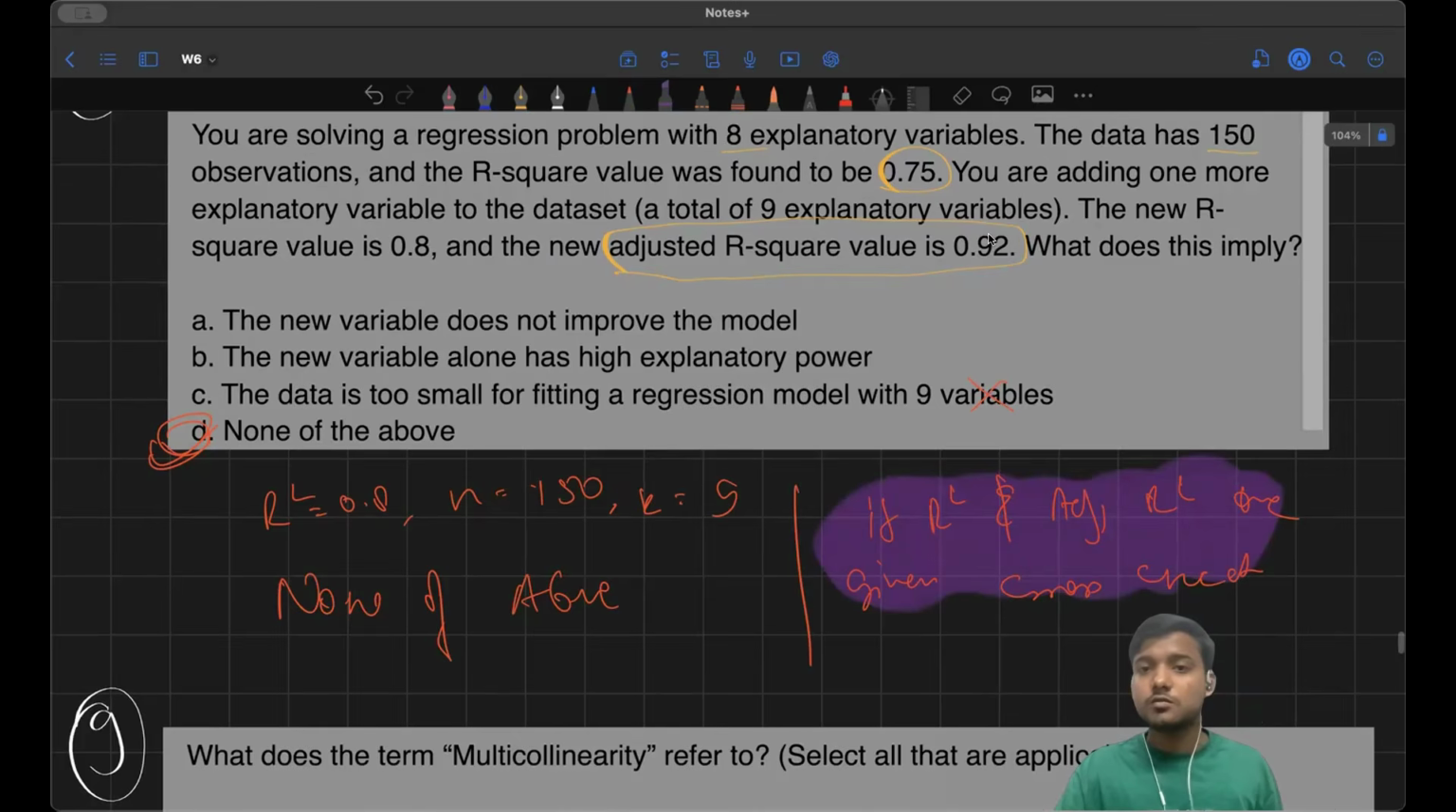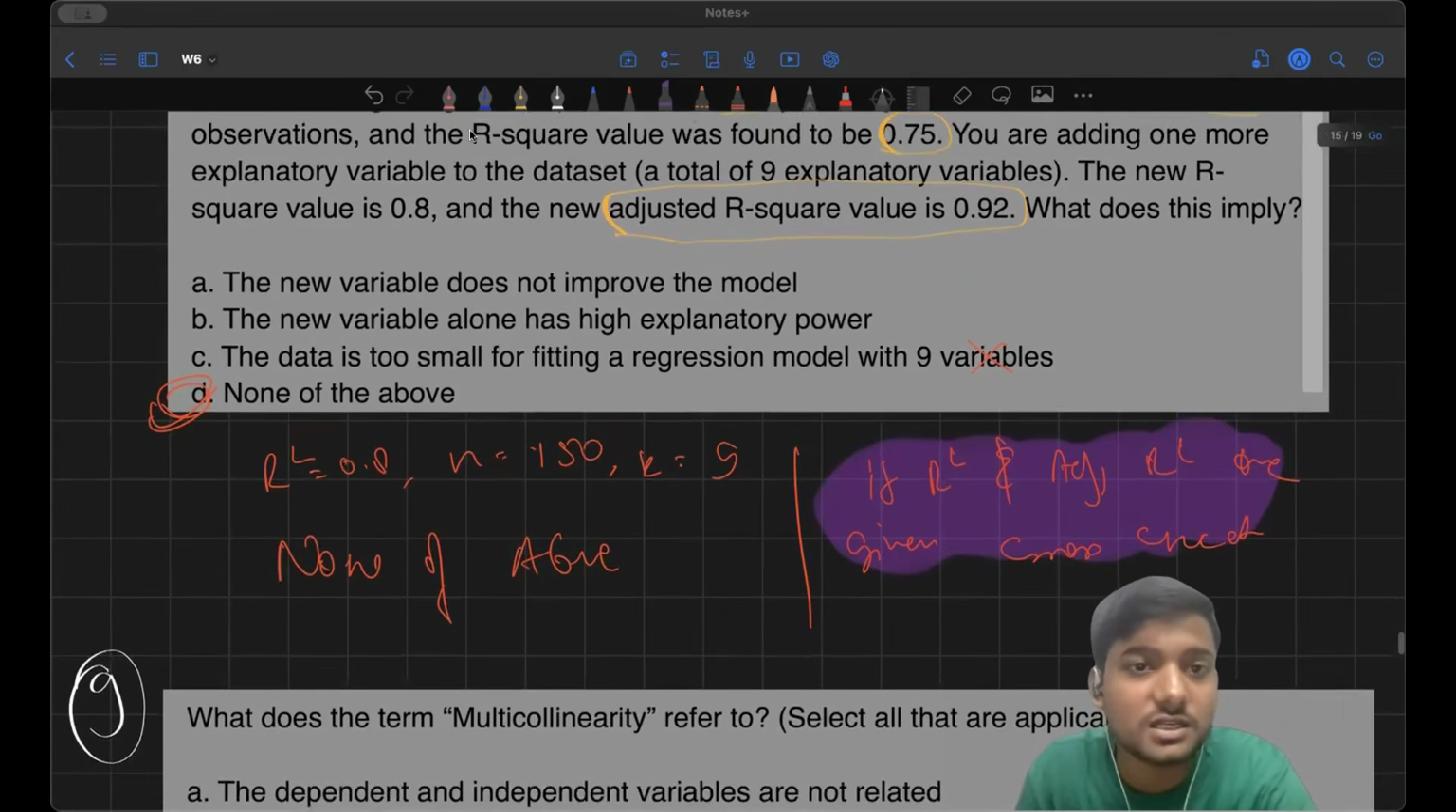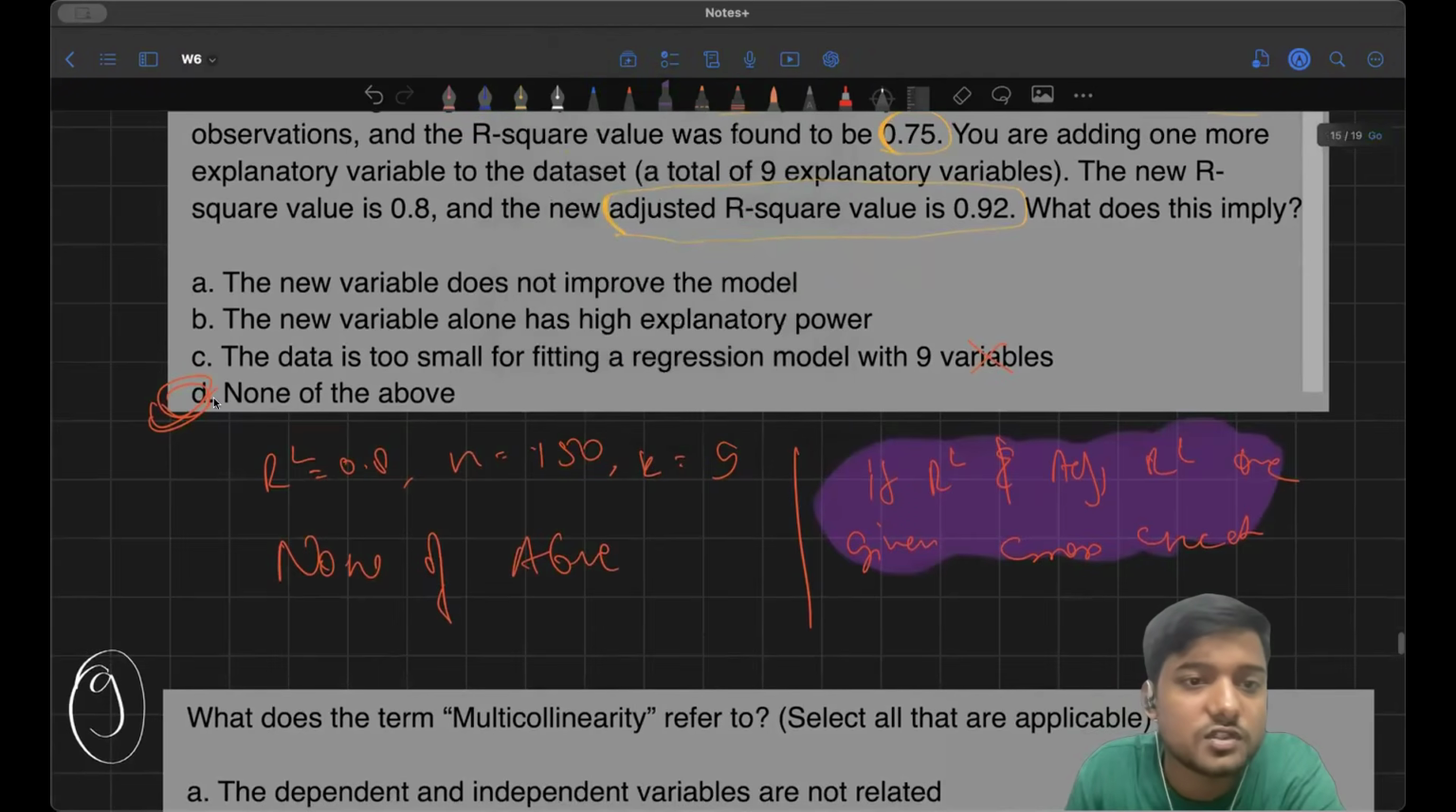If the new model's adjusted R square is higher, that means the variable improved the model. If the older adjusted R square was higher, that means the variable is not improving the model. So if you have both R square and adjusted R square, you need to cross check. If you only have either one, let's say R square or adjusted R square, then you can assume the given information in the question is true and move forward. So always cross check whether something is wrong in the question, because this question was very cleverly made. The correct option is none of the above, because the adjusted R square value which they have given is wrong.